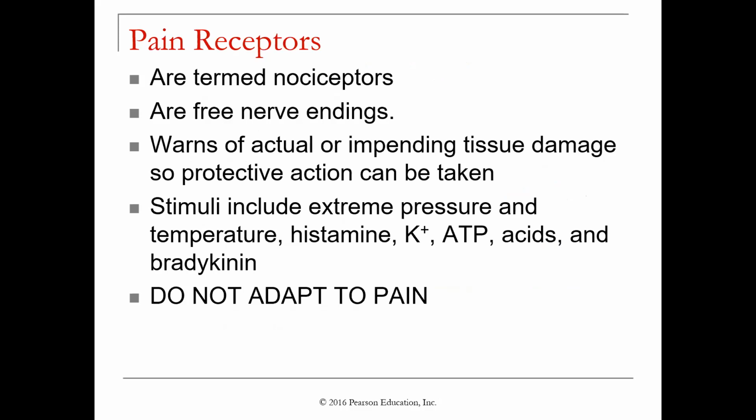Now, pain receptors are going to be a little different here. Pain receptors, we call them nociceptors. They're free nerve endings. Pain is our body's way of saying, stop, don't do that. You're about to have tissue damage, so stop doing that. And so pain is our warning so that we don't keep doing what we're doing. Because as I've said numerous times, if it hurts to do something, we don't do it. Because pain's telling us not to do that.